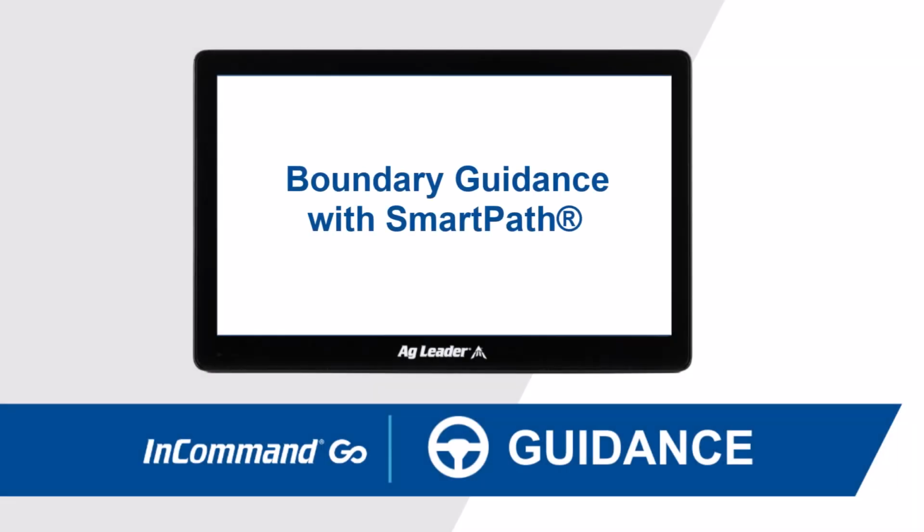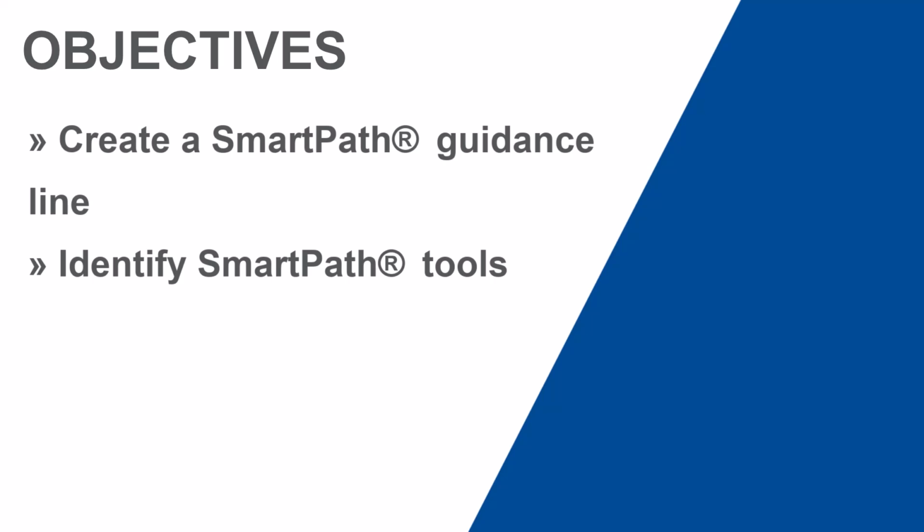In this tutorial, you will learn how to generate a guidance line based on an existing field boundary using the SmartPath feature on the InCommand Go display. A guidance line based on a field boundary simplifies auto steer for any operator that would like their first pass to be around the exterior of their field.